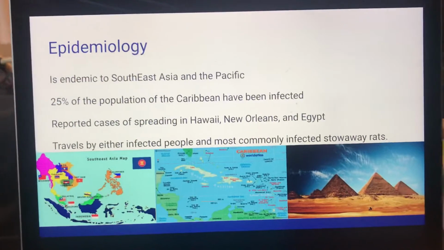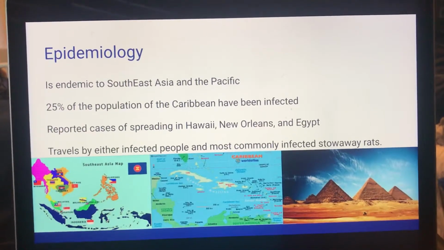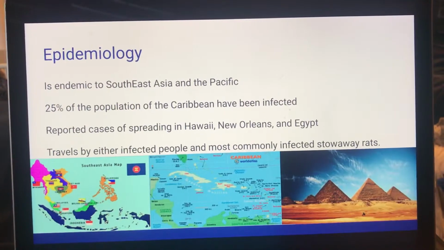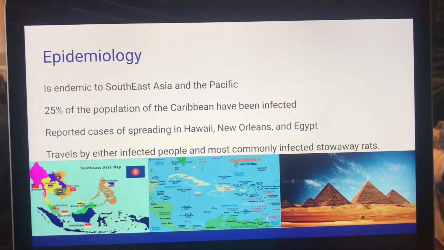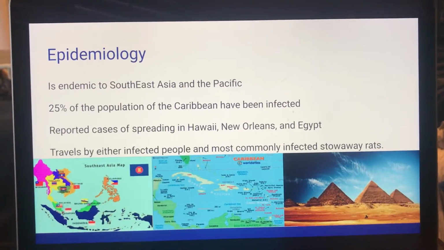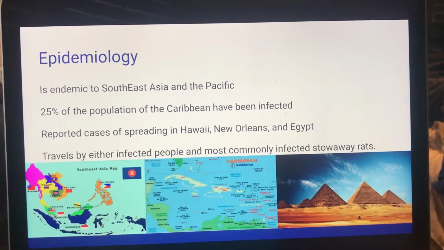So some epidemiology is that it's been found in Southeast Asia and the Pacific. 25% of the population in the Caribbean have been infected, and there have been spreading reported cases here, obviously, that we all heard about, New Orleans and Egypt, and people by traveling, whether it's infected stowaway rats on boats and things like that.